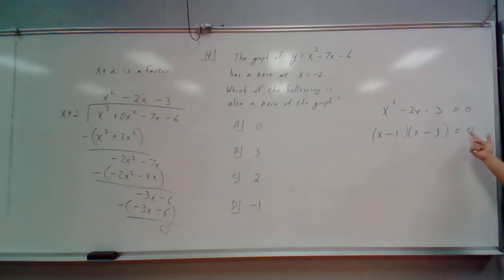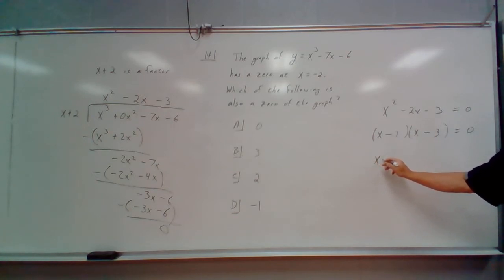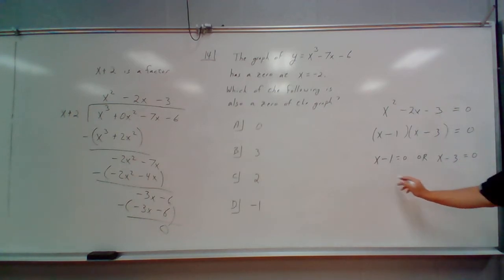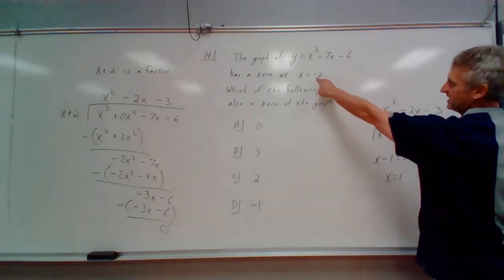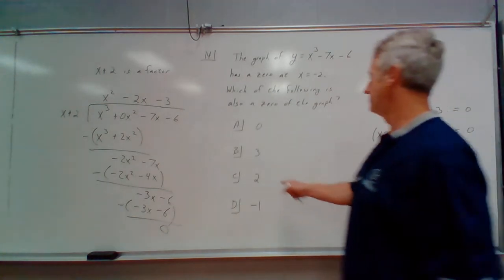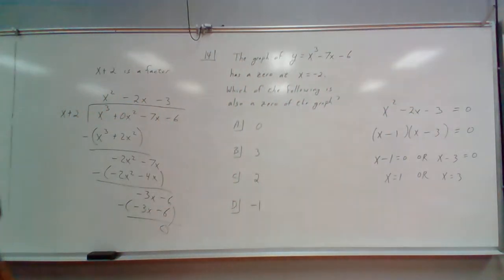So if I multiply two numbers together and the answer is 0, then either x minus 1 is equal to 0 or x minus 3 is equal to 0. So either x equals 1 or x equals 3 is a root. So I know all three roots. My roots are negative 2, 1, 3, and according to this, that would be this one.